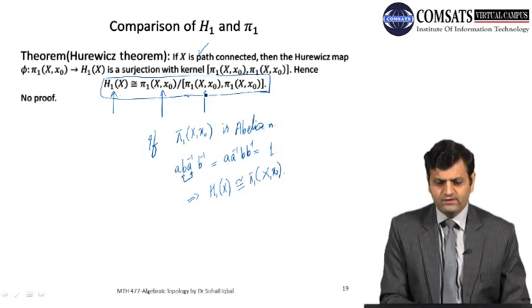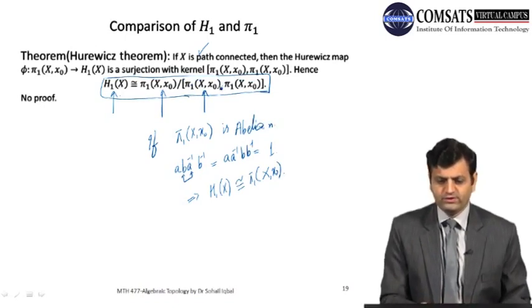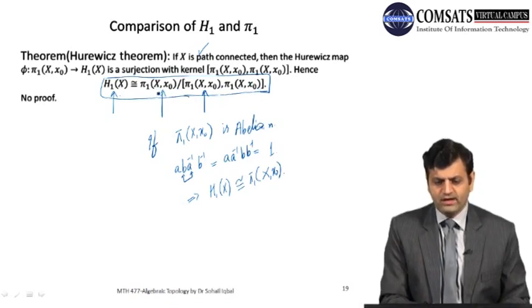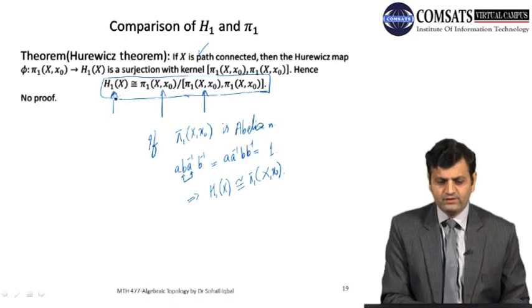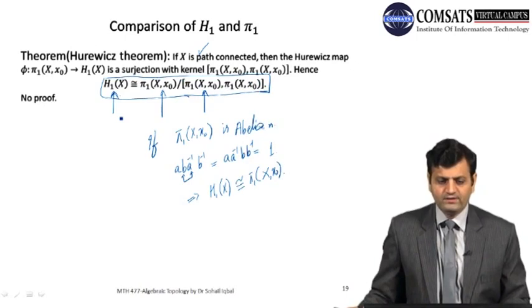So in other words, we are taking a quotient with some subgroup. We are hiding some information. We are taking some elements of this pi 1 of x naught to be 0. When we take the quotient, we make some elements of this pi 1 zero. After hiding this information, we get H1. So in other words, pi 1 of x naught contains much more information than H1 of X.